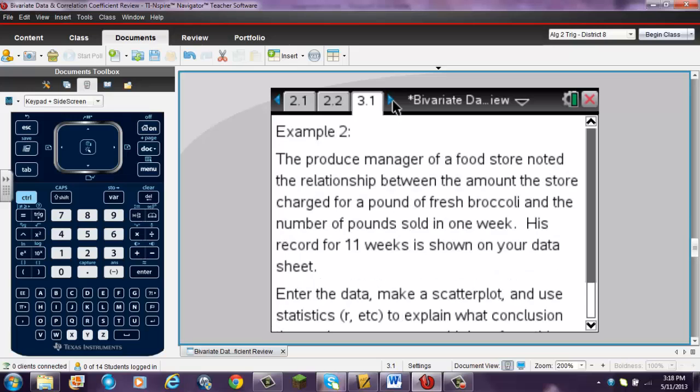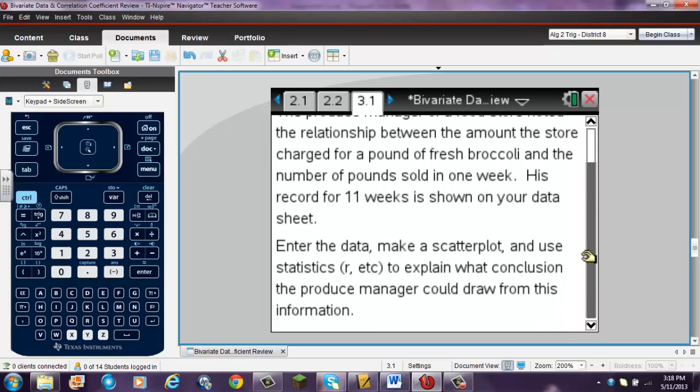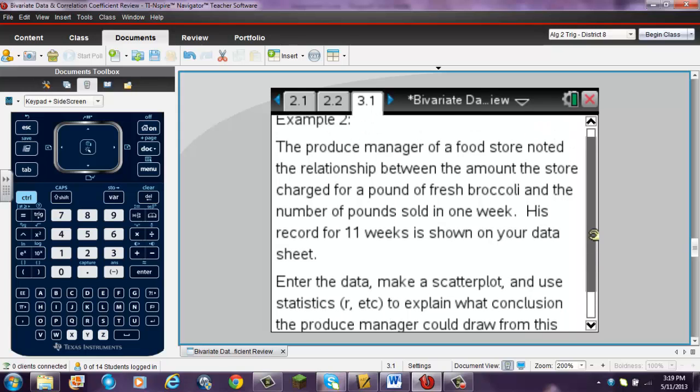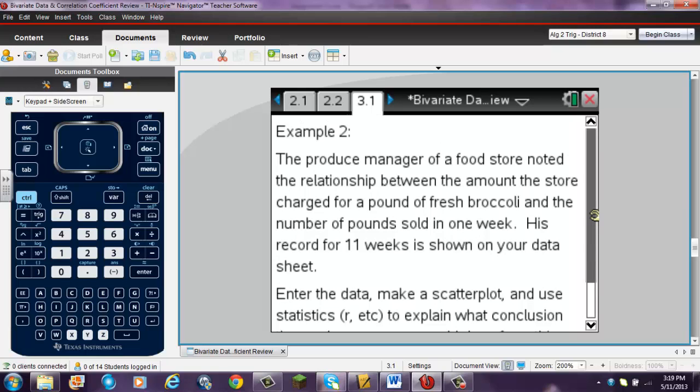Page 3.1 is a second example. Very much the same. I gave you data on your data sheet. You're going to enter it, make a scatter plot, look at R, and explain if a conclusion could be made by this produce manager. Again, pause the video, get the data entered, check your answers against mine.